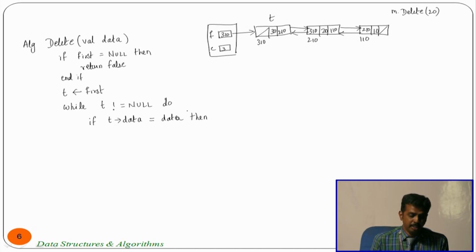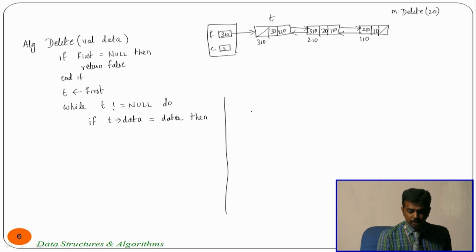Here there are 3 cases. One is whether the t is pointing to the first node, the last node, or the intermediate node. So, 3 cases we have to write, and then end if. Then t needs to be moved to the next: t equal to t of next, and then end while.